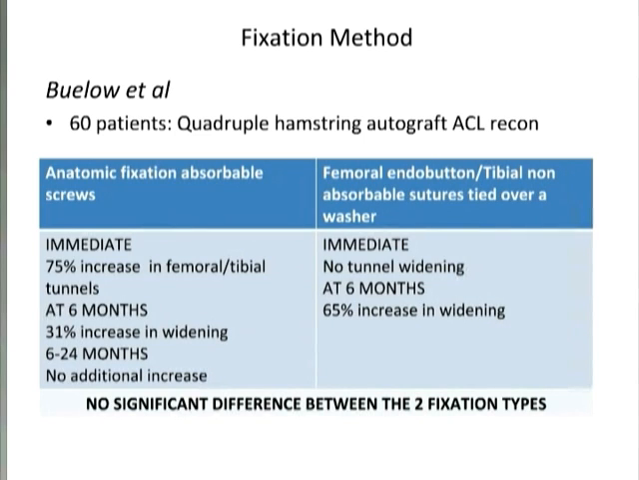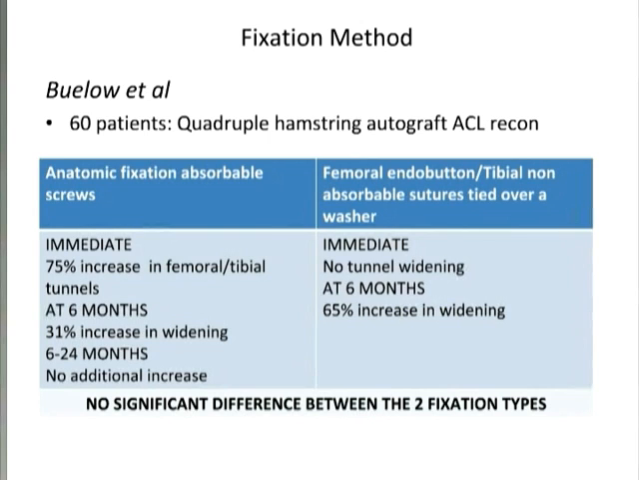In the femoral endo button group, there was no immediate tunnel widening, but at 6 months, there was a 65% increase in widening. However, at 2 years, there was no significant difference between the two fixation types in terms of clinical outcomes or graft rupture.